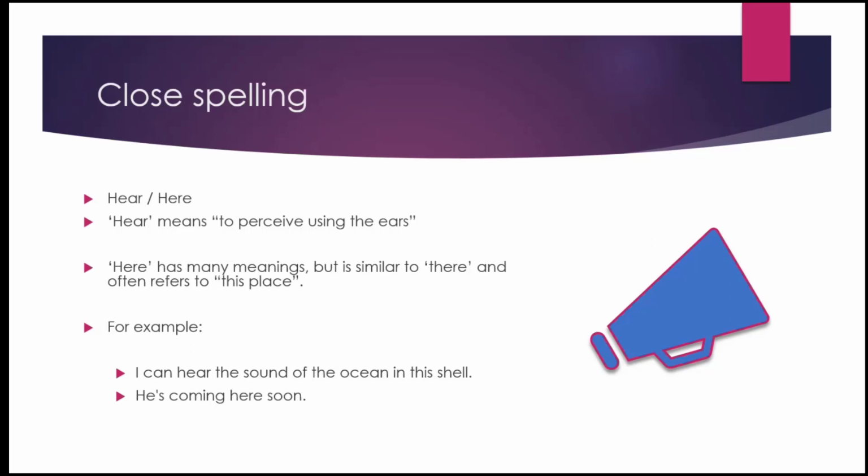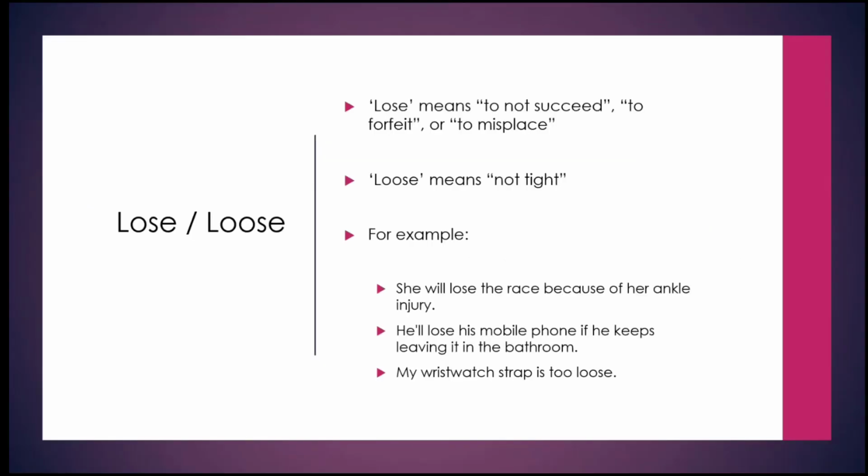Then other things that you should pay attention to when proofreading your work are words like hear and here, right? Hear means to perceive using the ears, whereas here has many meanings, but is similar to there and often refers to this place. So for example, I can hear the sound of the ocean in this shell. He's coming here soon, right?